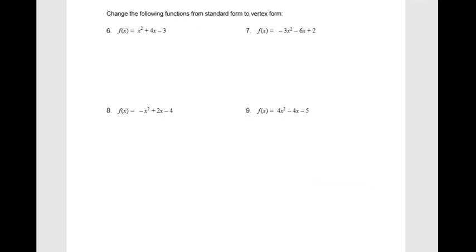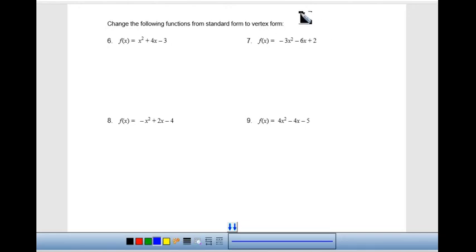Now we're going to practice taking a standard form equation and changing it into vertex form. Remember that vertex form is y equals a(x minus h) squared plus k. We're going to use a form of completing the square. It's a slight variation because when we do this completing the square process, everything is on the same side of the equal sign, instead of us balancing the equation on both sides like we did in our previous problems.